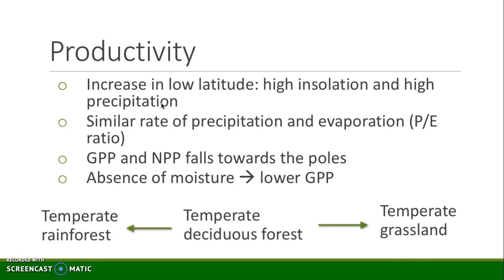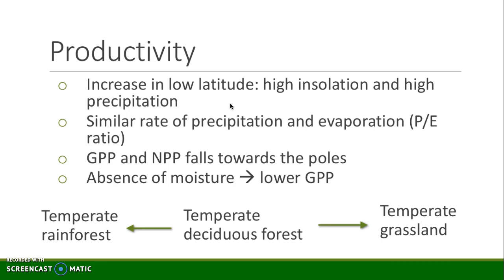So how much extra they're produced within a certain time period. Now, if we're looking at productivity, we would imagine that if we have a lot of solar energy and a lot of precipitation, we'll have more productivity, which is what you'll see as you're doing the POGL.